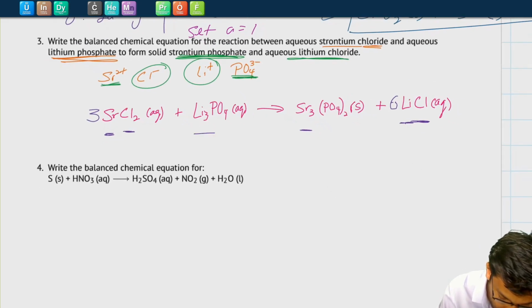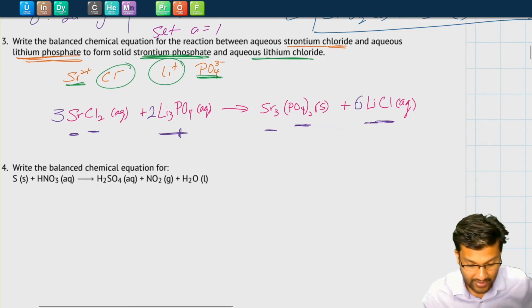Let's look at lithium. Lithium has 3 on the left-hand side, but 6 on the right-hand side. So if we multiply this whole thing by 2, we make that 6, and that's balanced. And now for phosphate, there's 2 phosphates on the left-hand side, 2 phosphates on the right-hand side. That seems to be balanced.